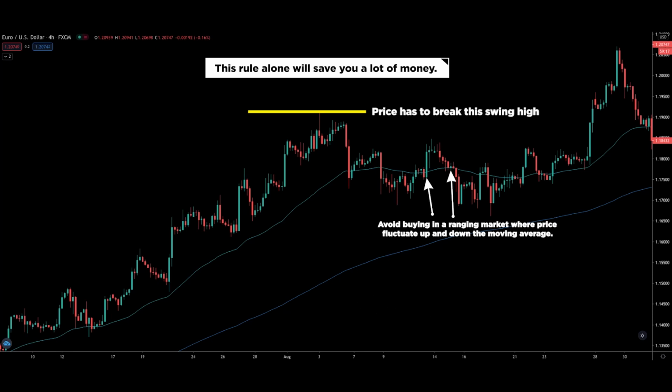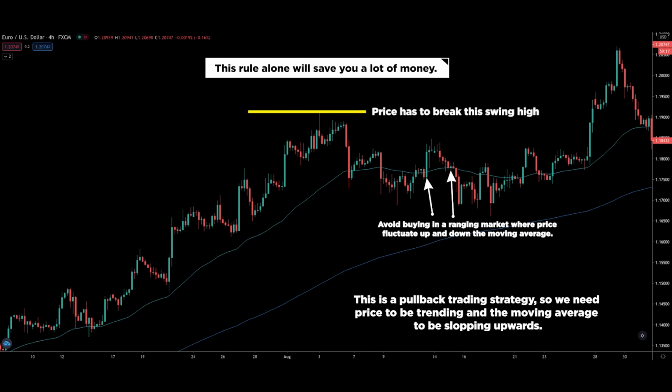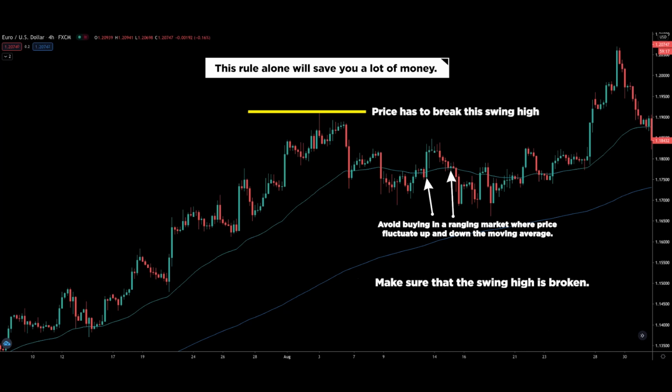Now recall what I mentioned earlier in this video. This is a pullback trading strategy. So we need price to be trending and the moving average to be sloping upwards. How do we ensure this? By making sure that the swing high is broken.